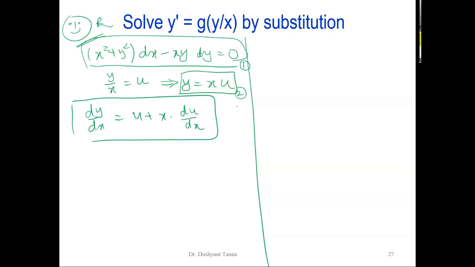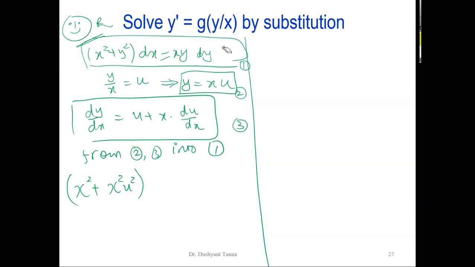In questions 1, 2, and 3, I'm using 2 and 3 into equation 1. Okay. x squared will stay x squared. y squared will be x squared u squared. How about I write like this? dx. I'll write one more step here.